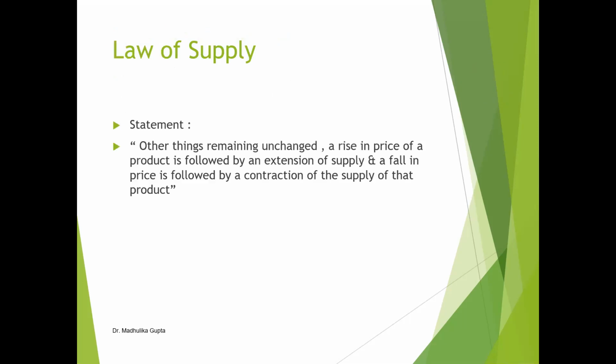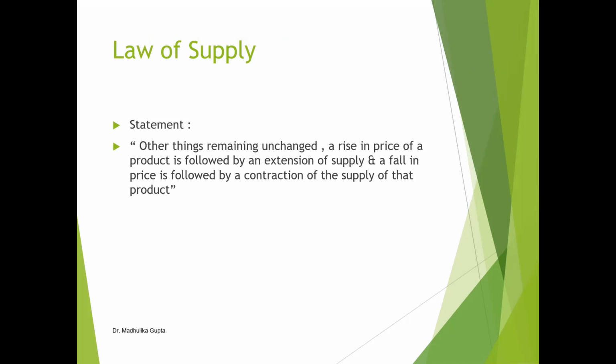So let's understand the law of supply. Other things remaining unchanged, a rise in the price of a product is followed by an extension of supply, and a fall in price is followed by a contraction of the supply of that product. That means exactly opposite to demand, wherein there was an inverse relationship between price and demand. Here there is a direct relationship between price and supply.